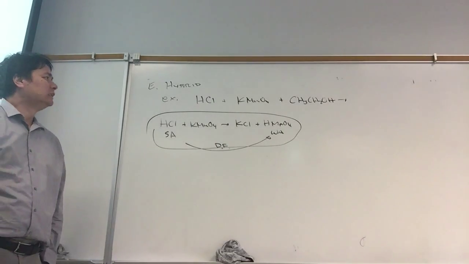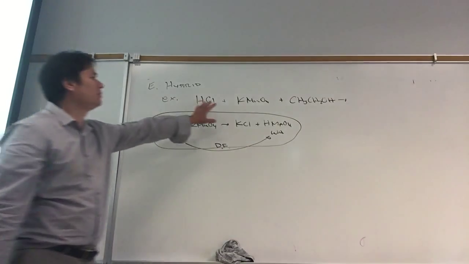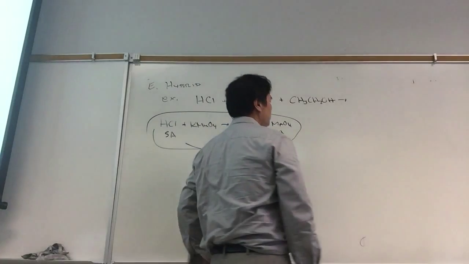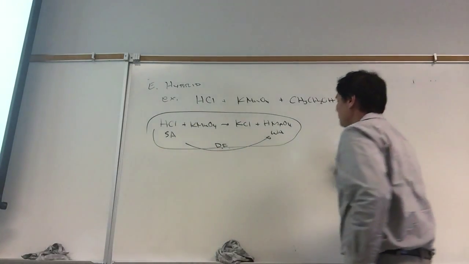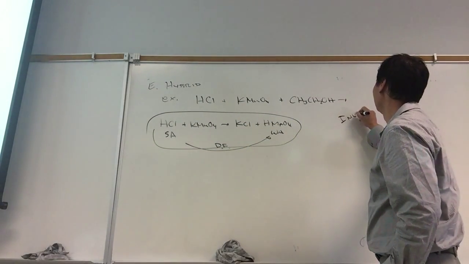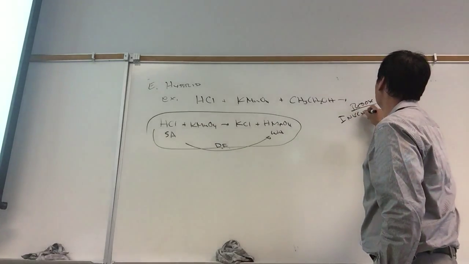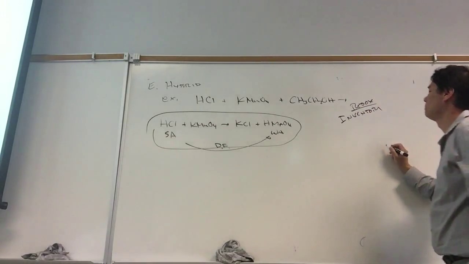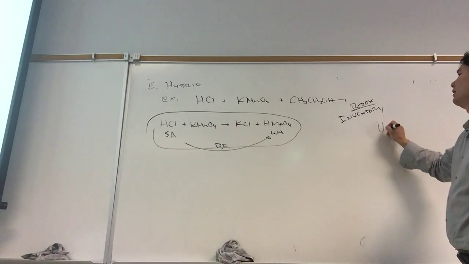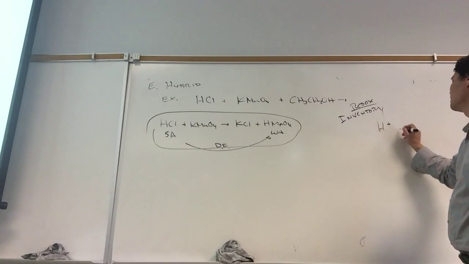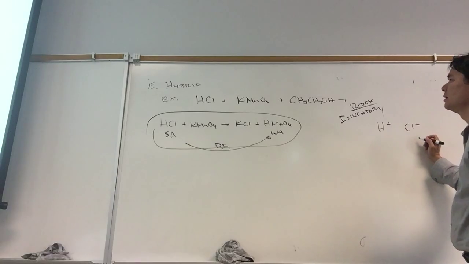Well, that's it for the double replacement. I can't really do anything here. So let's try redox. First step in redox is we need to inventory. And so let's try redox and see. We inventory. When we inventory, we have HCl, which is a strong electrolyte. So it's H plus, Cl minus.